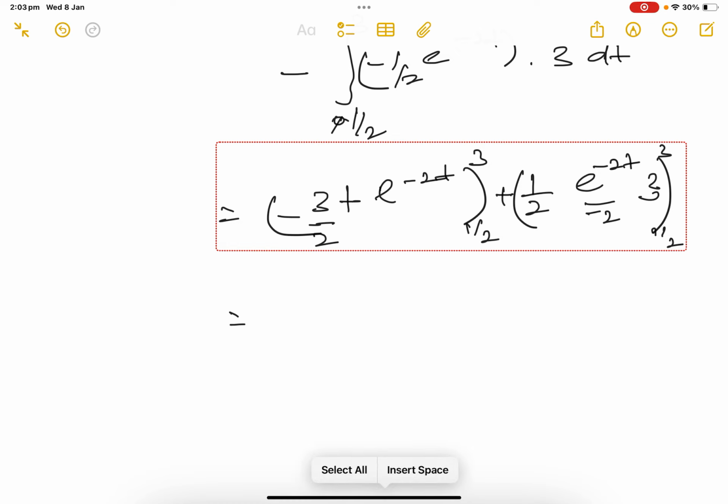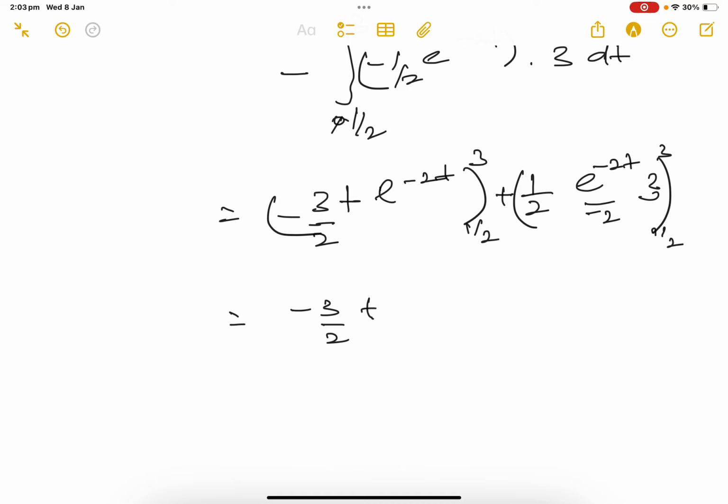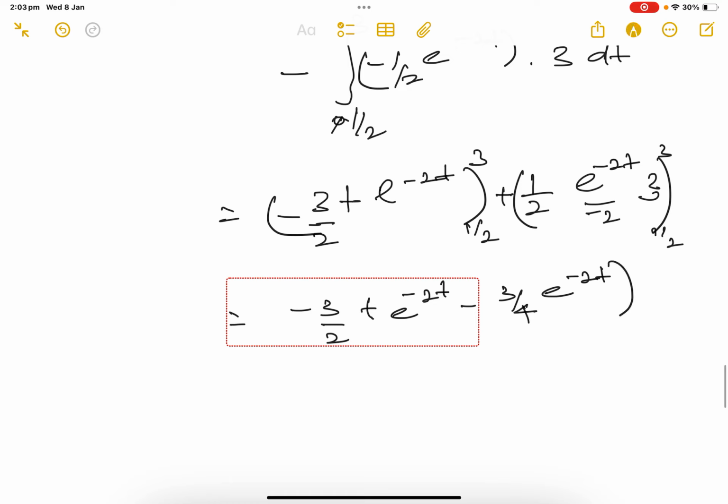Let's simplify it even further. Minus 3 over 2 t e to the minus 2t. Because of the limits, we can actually combine everything together. Half times minus 2 times 3 gives minus 3 over 4 e to the minus 2t. So these all have limits half to 3.